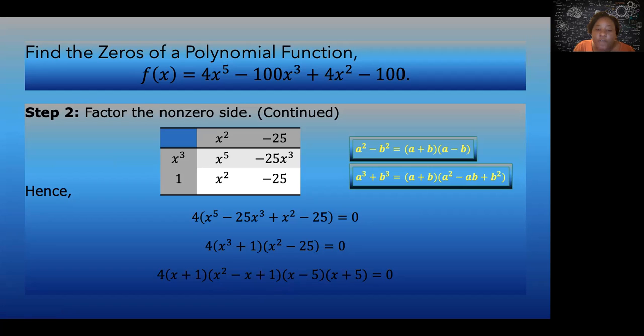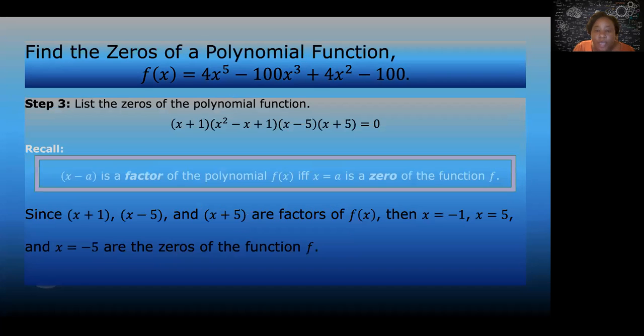However, given the conditions that were in the previous properties, because x plus 1, x minus 5, and x plus 5 are factors, we automatically see that x equals negative 1, x equals 5, and x equals negative 5 are zeros of the function f.